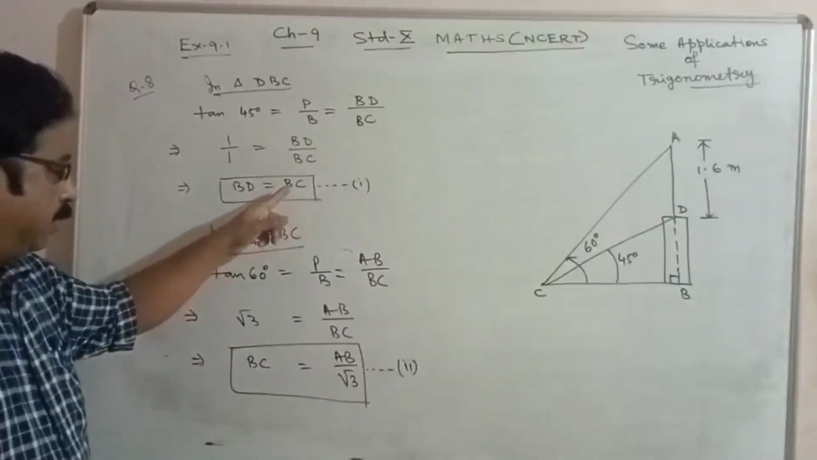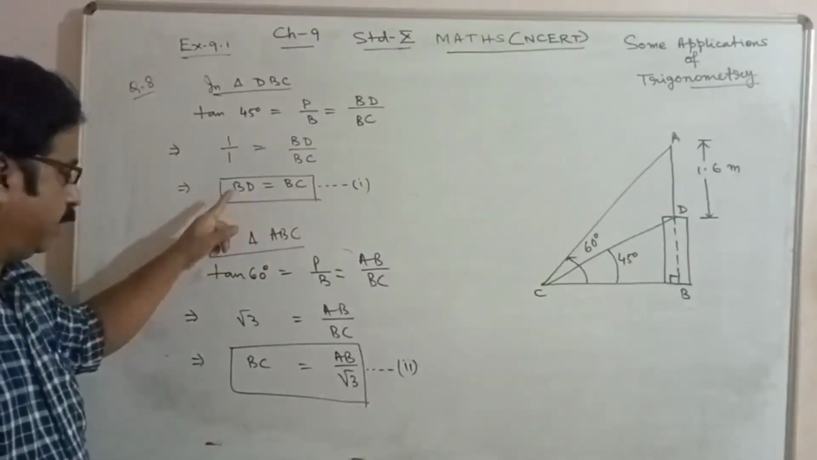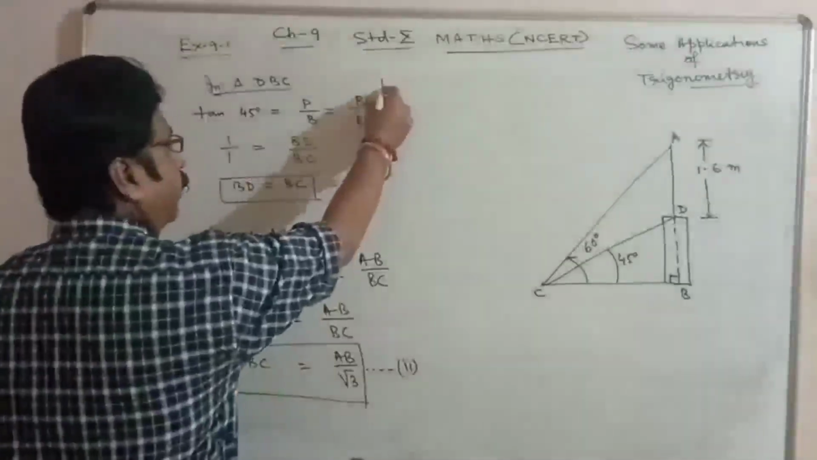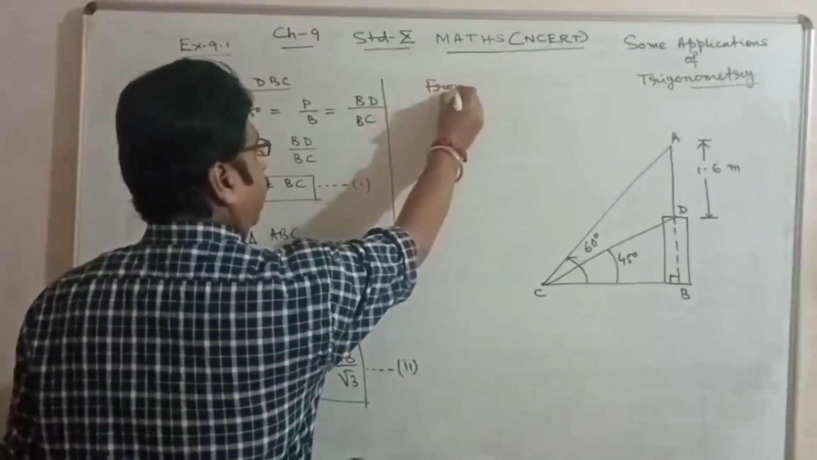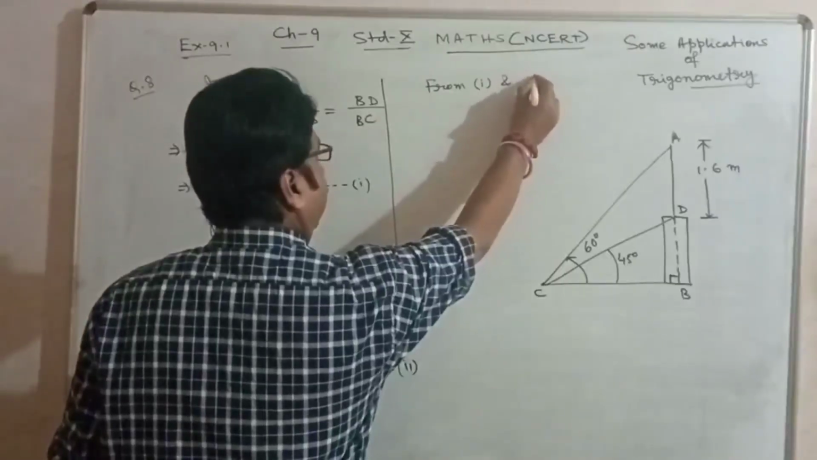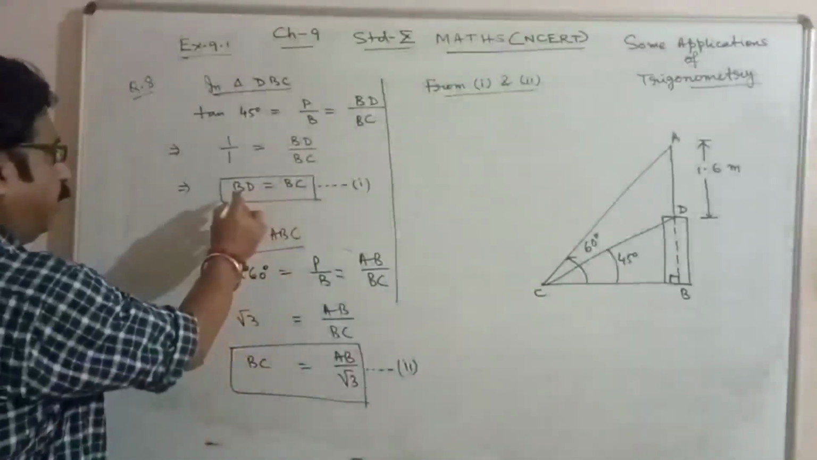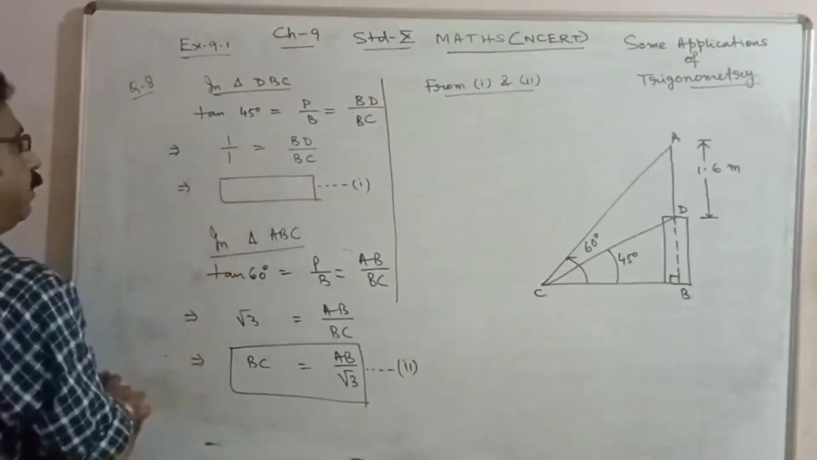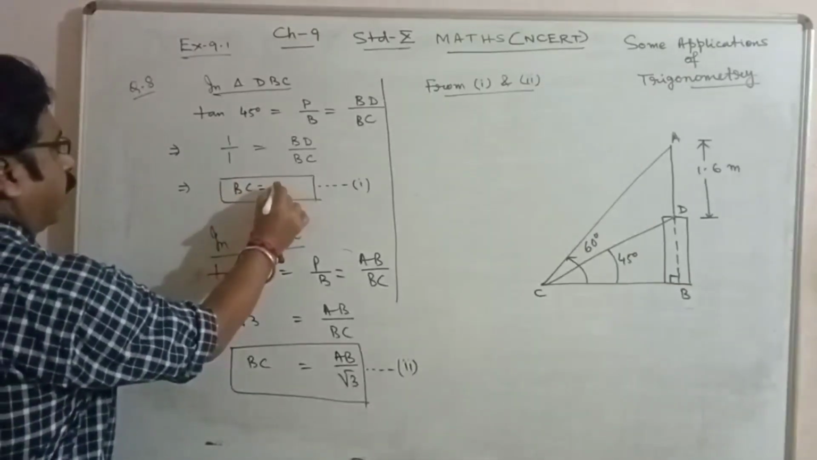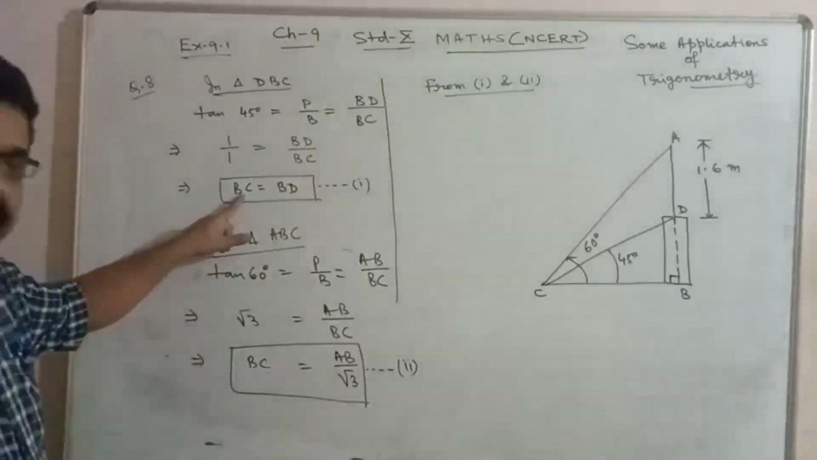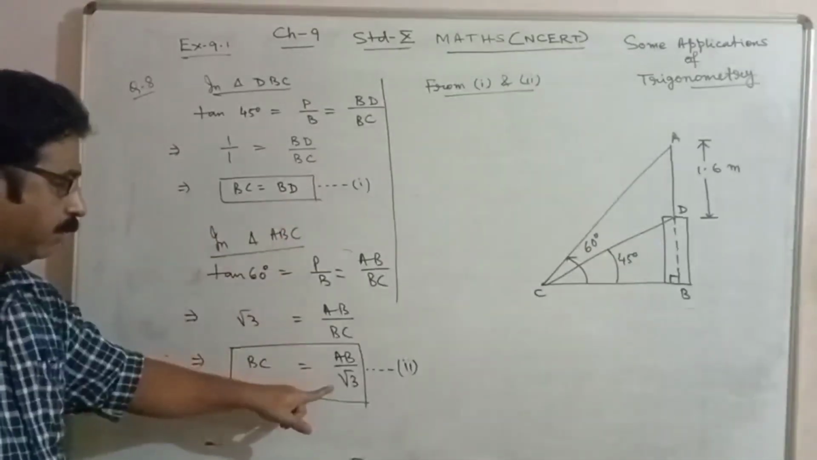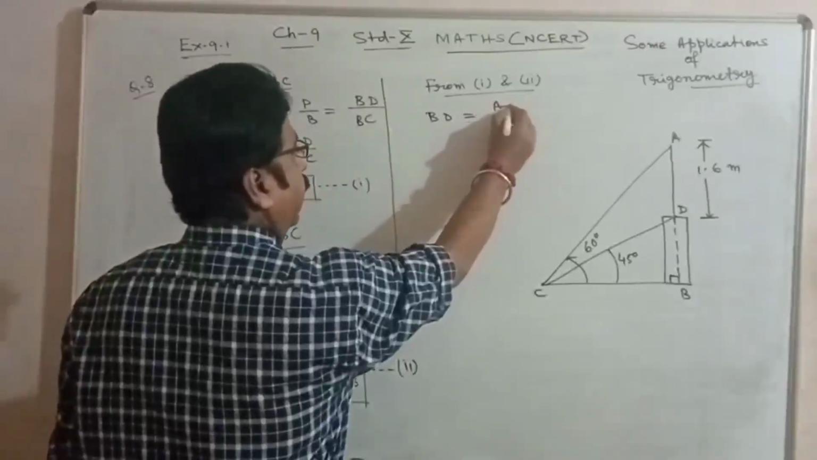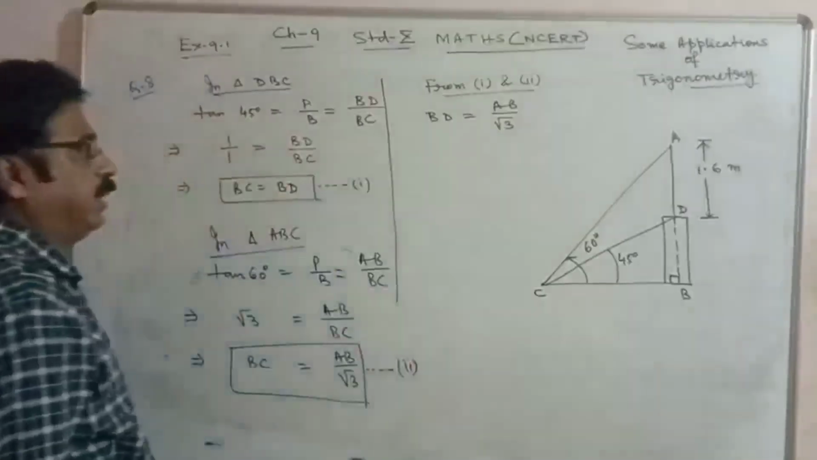From 1 we got BC equals to BD. From 2 we got BC equals to AB upon root 3. So we can write from 1 and 2, BC means BD and BC means AB upon root 3. You can write this in another way also. BC equals to BD. This is BC. This is also BC. So BD will be equal to AB upon root 3. BD equals to AB upon root 3.